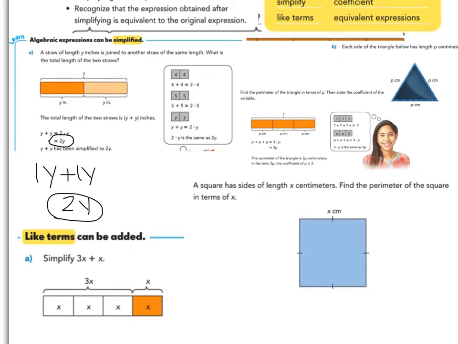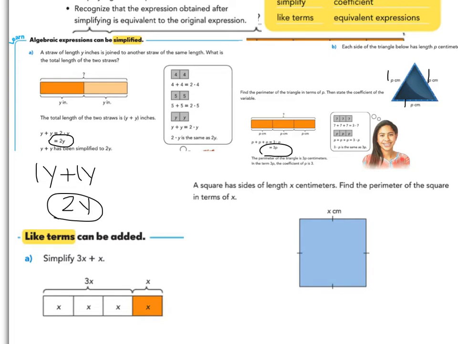Now I'm going to go on over here with the triangle. It says each side of the triangle below has a length of p centimeters. If you look at the bar model, we have one piece that's p, plus another piece that's p, plus another piece that's p. So again, 1p, 1p, and 1p, so you have three pieces that are p long. And 7 plus 7 plus 7 is three groups of 7. p plus p plus p is three groups of p.